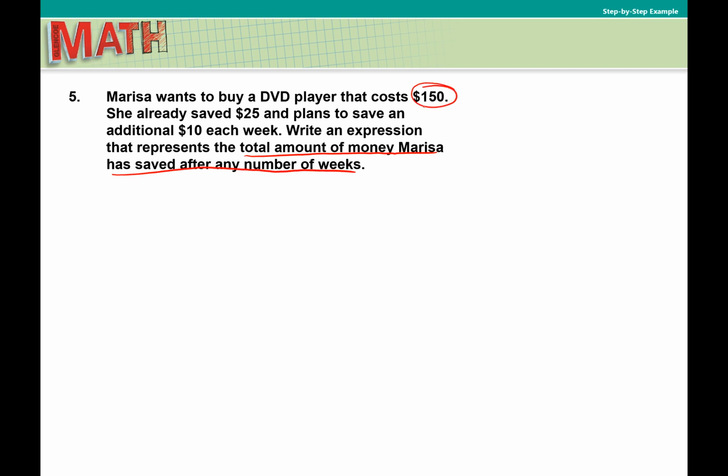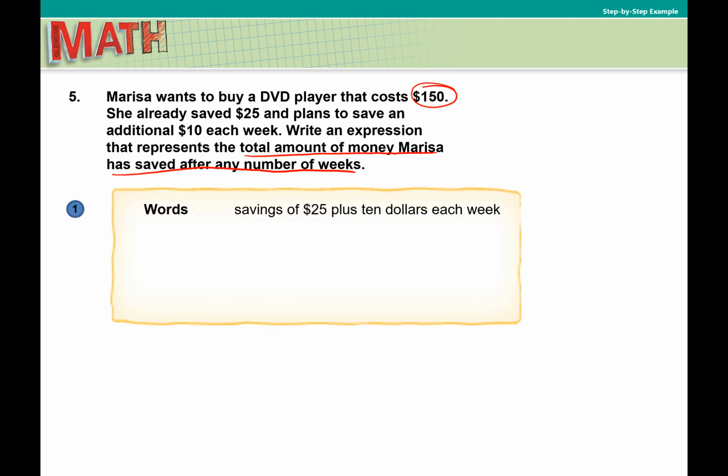This number right here doesn't actually matter at this point. It doesn't matter how much it costs. We're just going to write an expression that has to do with how much money she has saved given 1 week, 2 weeks, 3 weeks, any number of weeks, okay? So we're going to take the savings of $25. She starts with that much, plus $10 each week. So she's going to add an additional $10 each week.